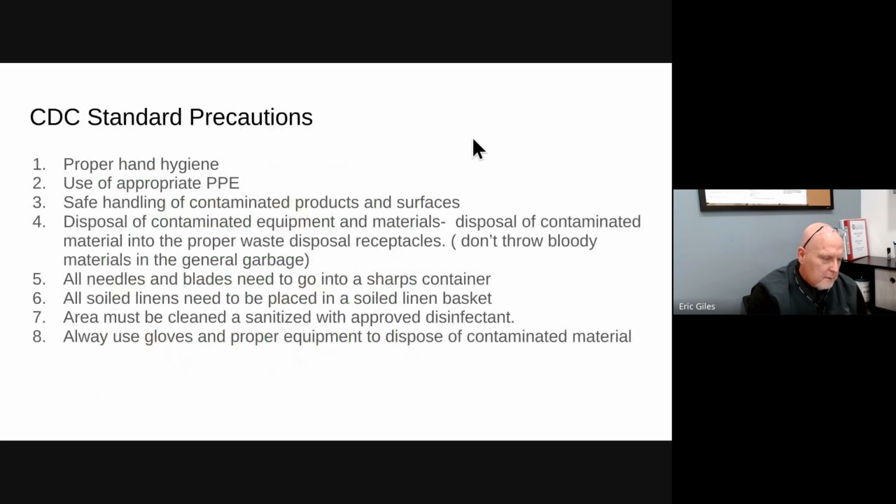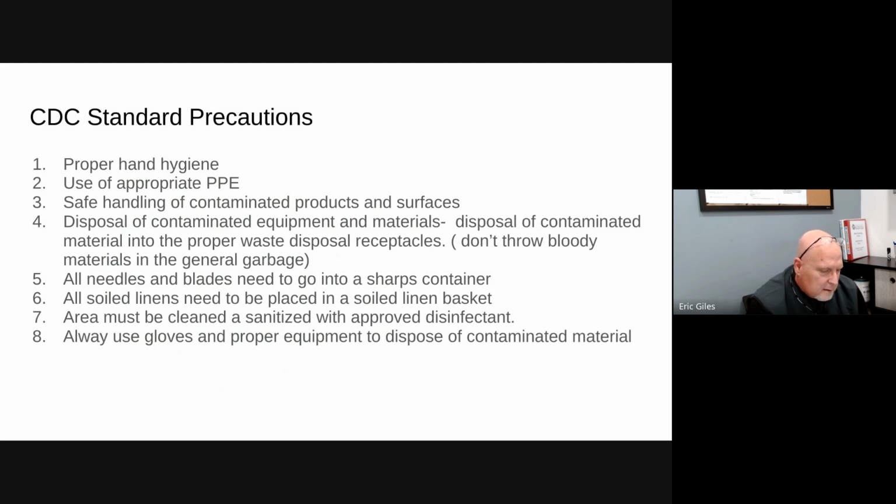Okay. All right, CDC standard precautions. The Center for Disease Control is what CDC is. Again, proper hand hygiene, use of appropriate PPE, safe handling of contaminated products and surfaces. Okay. Now, we do this a lot in the urgent care. We're handling blood, urine, very rarely fecal samples, things like that. Just make sure you're gloved up and are taking care of yourself while you're taking care of your patient.